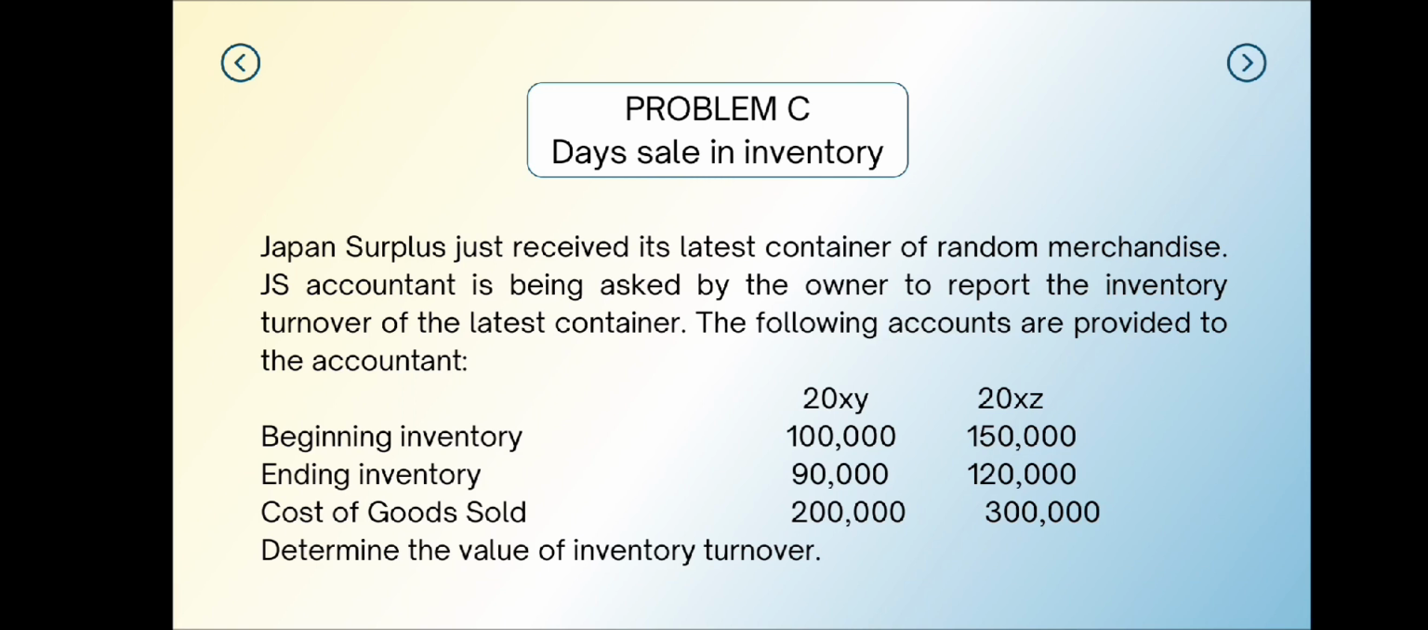Beginning inventory, 100,000 and 150,000. Ending inventory, 90,000 and 120,000. Cost of goods sold is 200,000 and 300,000. Determine the value of inventory turnover.